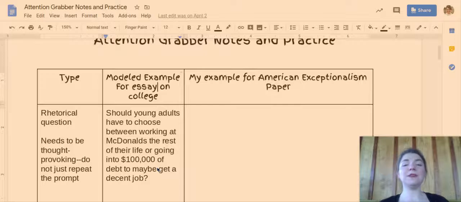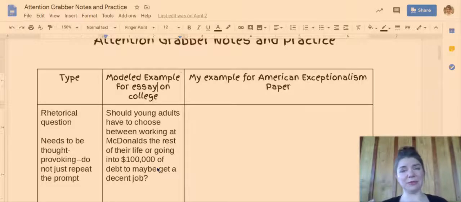Again, our purpose in writing these attention grabbers is to get our audience's attention. What we need to avoid when using a rhetorical question as an attention grabber is just repeating the prompt. By asking, is America really number one, or is America exceptional, that's just repeating the prompt that you've been given. That's not thought provoking. It doesn't demonstrate that you've put any work into what you're doing, and it doesn't really draw me in and get my attention.